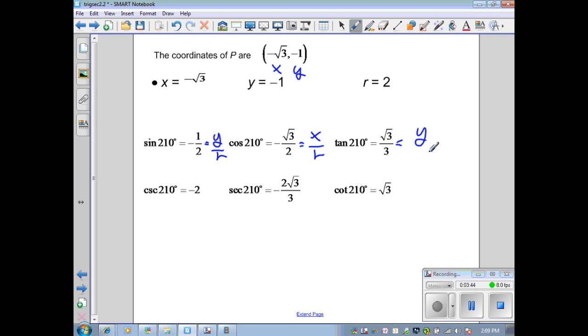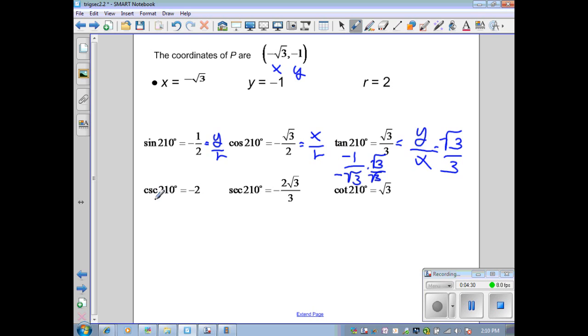Tangent is y over x. In this situation, y is going to equal a negative 1, and my x is a negative square root of 3. But I'm not allowed to have a radical in the denominator, so I need to rationalize, multiplying the top and bottom by the square root of 3, which gives me a negative divided by a negative is a positive, and that would give me the square root of 3 over the square root of 3 times the square root of 3 is the square root of 9. The square root of 9 is 3. And that's what we have shown here.